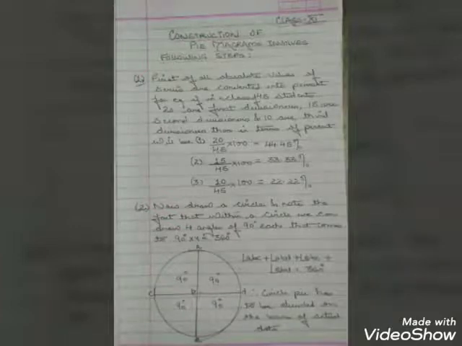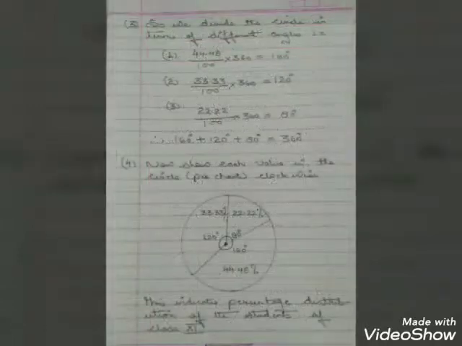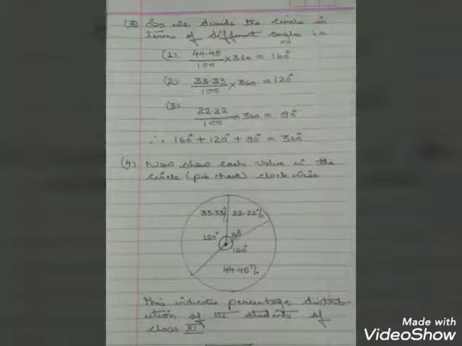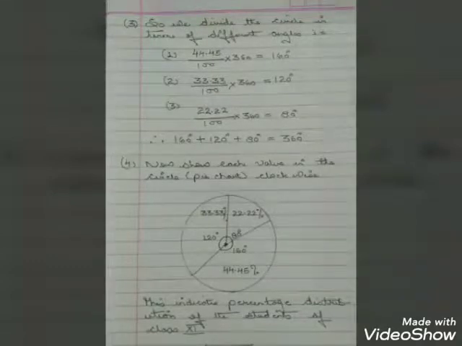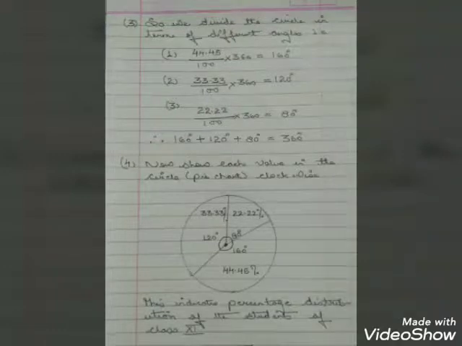But to use these values in the pie, first we need to divide the circle in terms of different angles. To do that, the very first thing you have to do is take the first one, 44.45, which was the percent of the first division holders, and divide it by 100 into 360. That comes to 160.